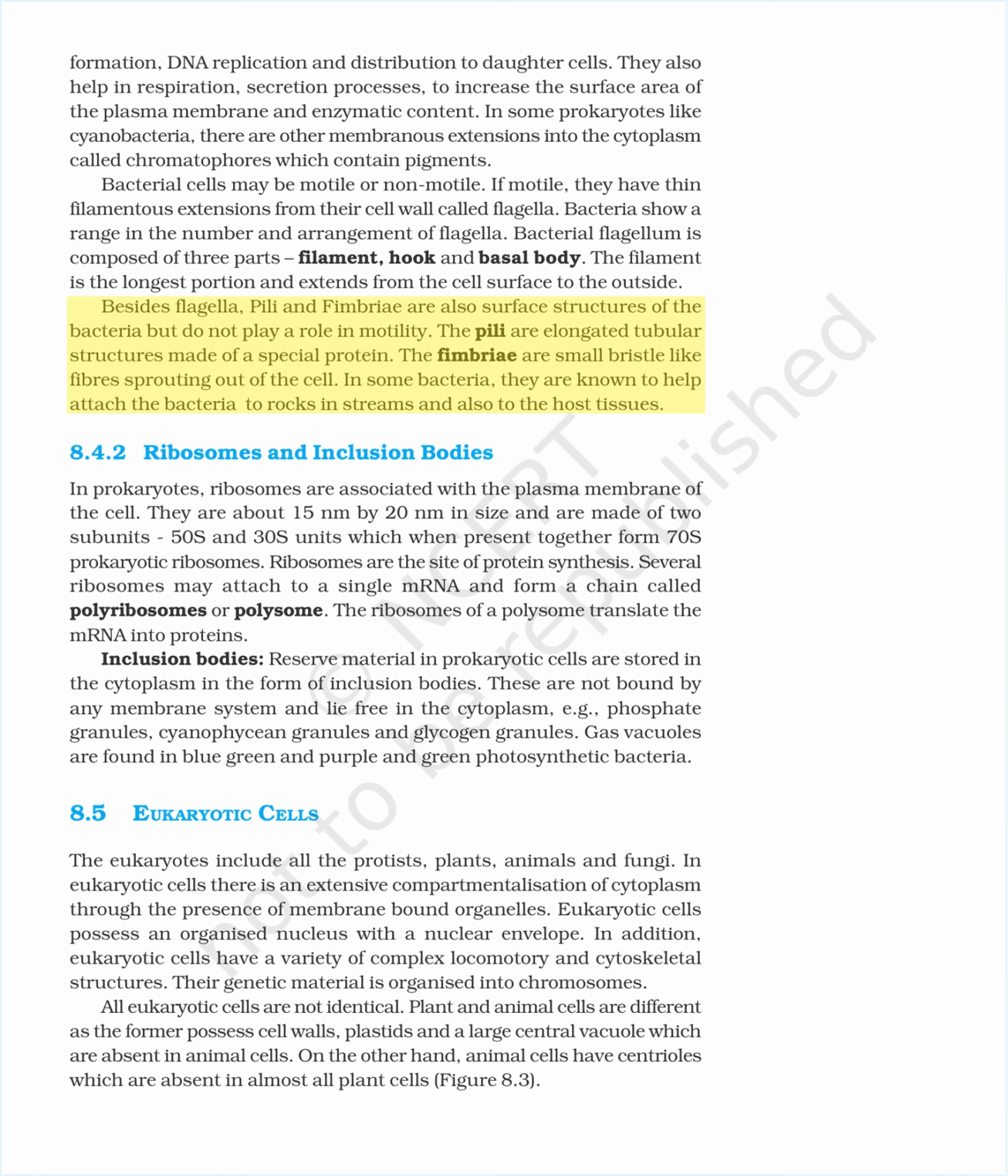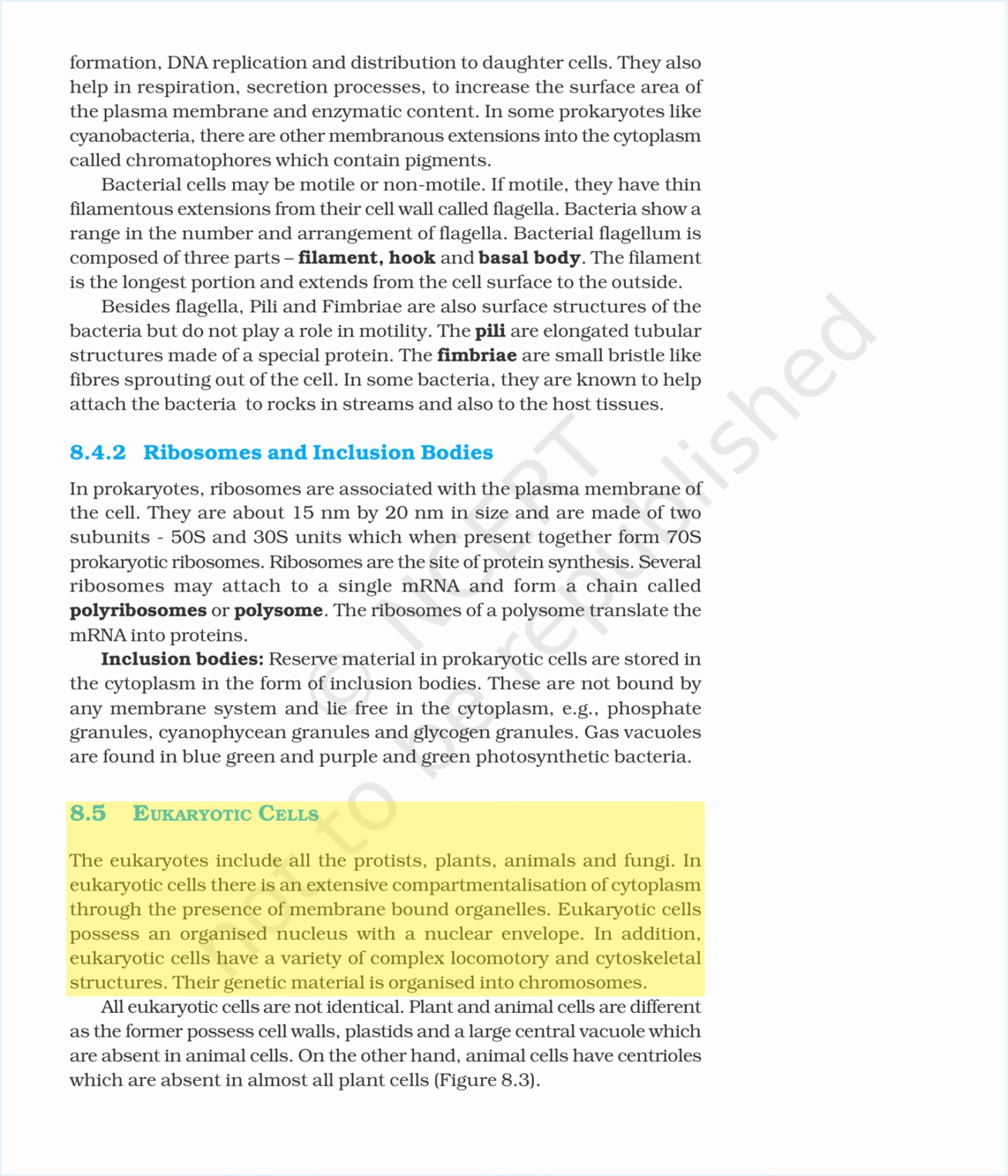Inclusion bodies. Reserve material in prokaryotic cells is stored in the cytoplasm in the form of inclusion bodies. These are not bound by any membrane system and lie free in the cytoplasm, e.g., phosphate granules, cyanophycin granules, and glycogen granules. Gas vacuoles are found in blue-green and purple and green photosynthetic bacteria.